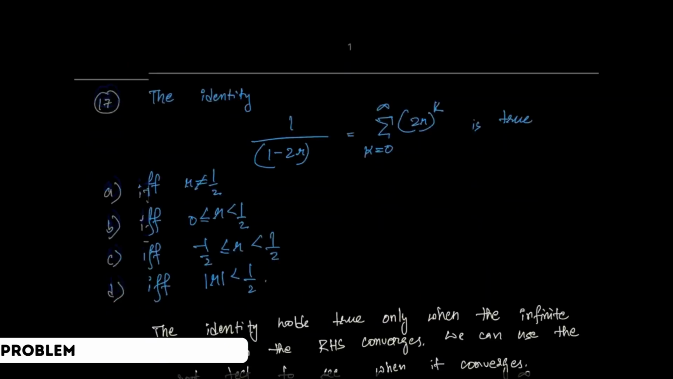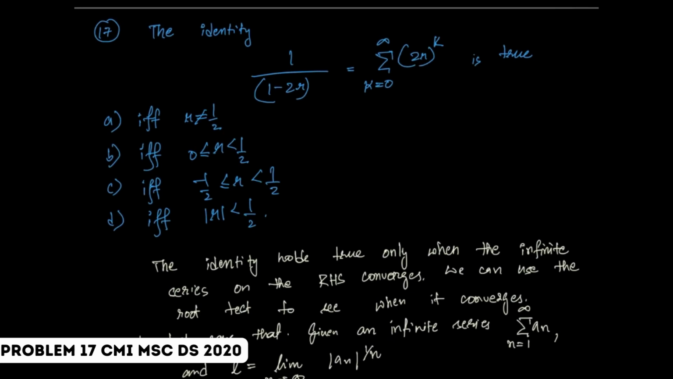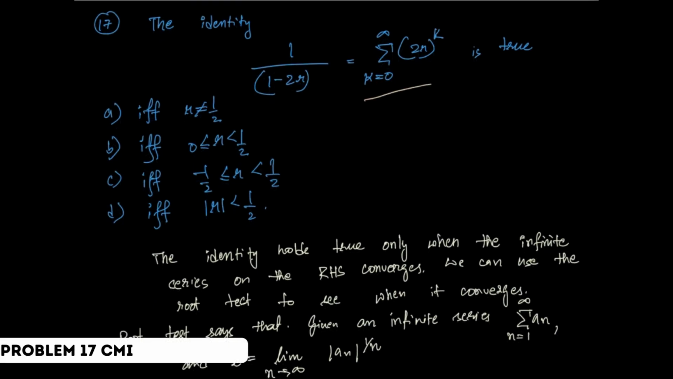We'll move on to the next question, which is question number 17. And this one says that there's an identity here, 1 by 1 minus 2r, which is an infinite series, that is summation. It is true, and under which condition? If and only if, and we have four statements about values that r can take. First one says that r is not equal to half. Second one says that r is between 0 and half, can take the value 0. Third one says that r is greater than or equal to minus half and less than half. And the fourth one says that modulus of r is less than half.